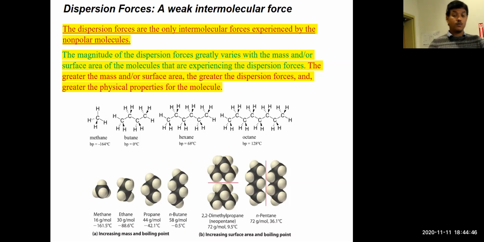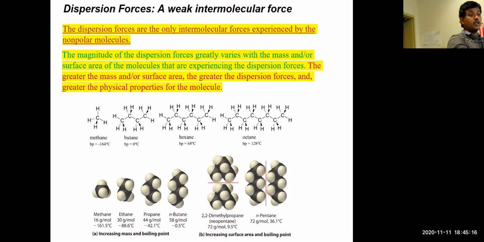What if both molecules have the same mass? How do you decide which one is going to have a higher boiling point, which one is going to have a lower boiling point? In those cases, you refer to the surface area if the molecules have the same mass. In here, both 2,2-dimethyl propane and n-pentane have 5 carbons and 12 hydrogens. So as a result, mass is the same.